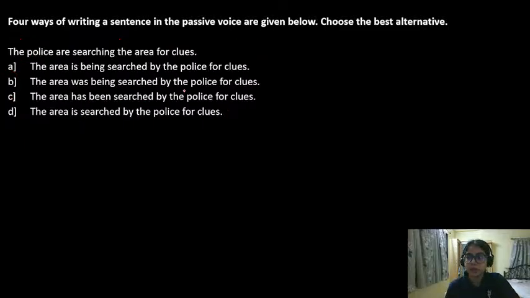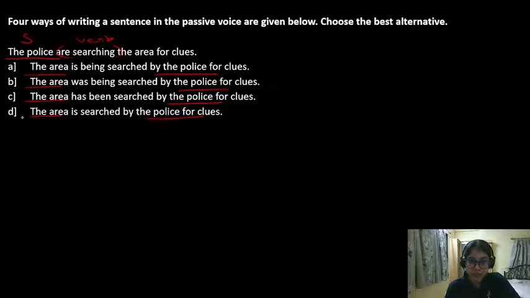Let's do one more. The police are searching the area for clues. Okay, so who is searching? The verb is searching, and this is being performed by the police. So this is the main hero, so they will be placed at the last. Everybody is placing them at last. The area, which is the object, is being placed in the front.